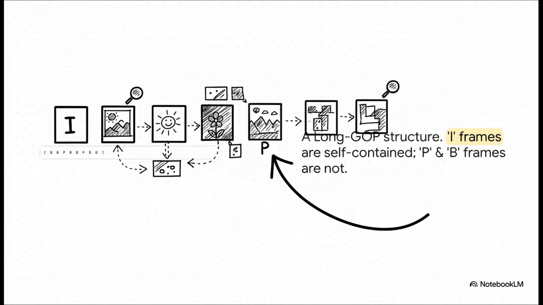In that long GOP world, only the I frames are a whole picture. The other frames, the P and B frames, are basically just little bits of data that say, hey, go look at that last I-frame and just change this one part over here. They can't exist on their own. They depend on other frames.